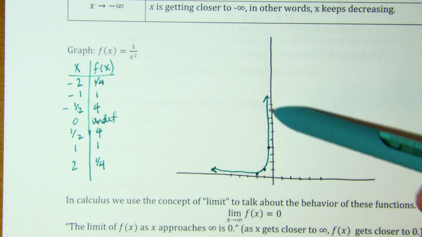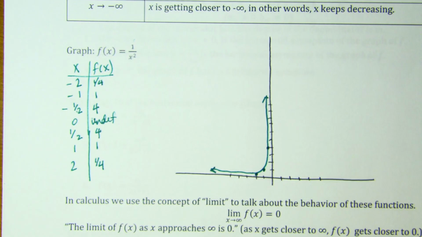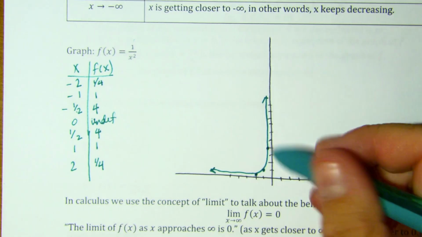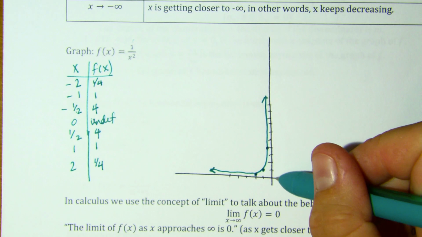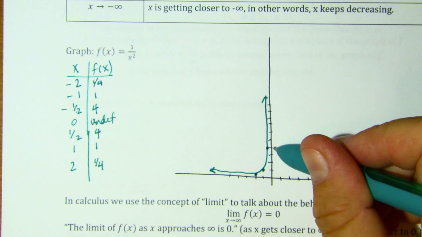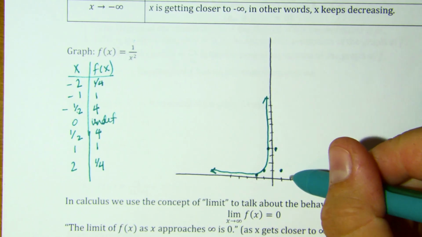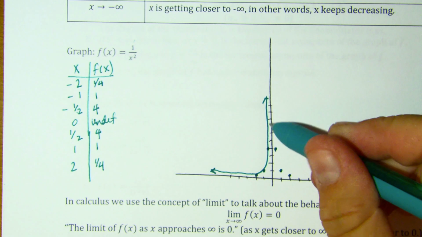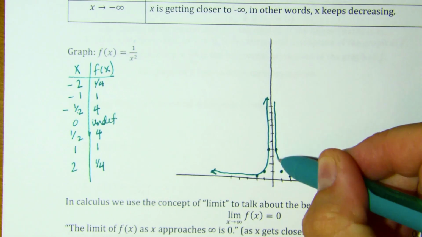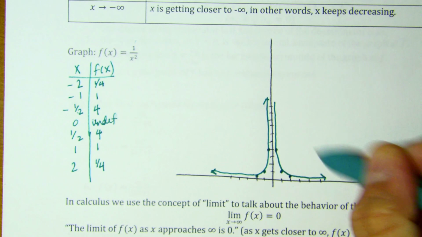And we can see that we're starting to have these vertical and horizontal asymptotes again. Plugging in positive 1/2, we have 4. Positive 1, we have 1. Positive 2, we have 1/4. And again, I can connect those and draw that graph.